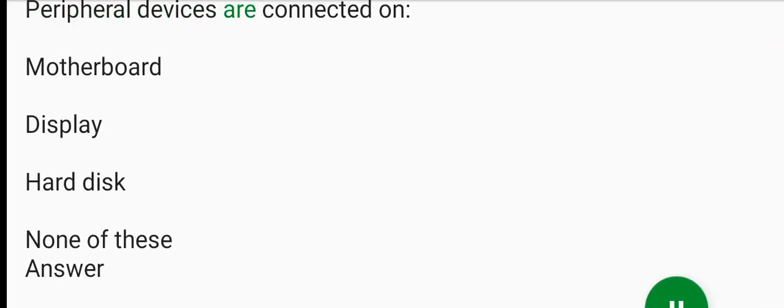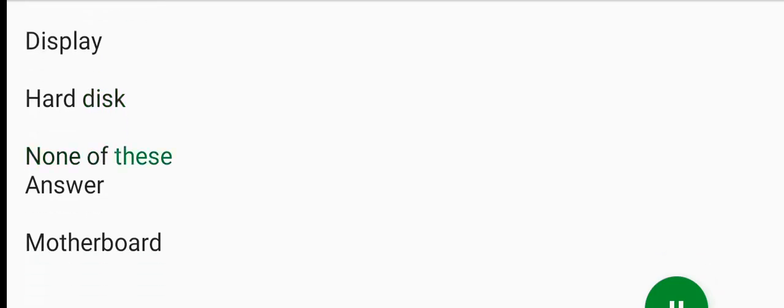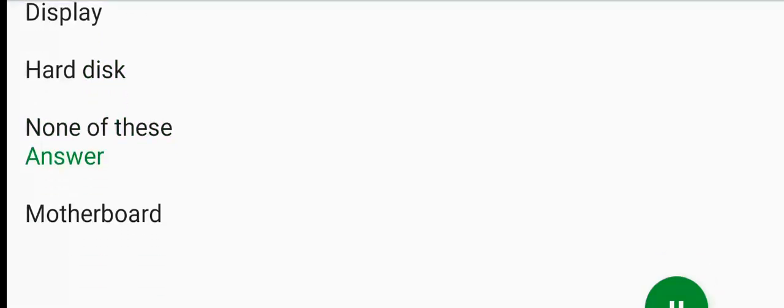Peripheral devices are connected on motherboard, display, hard disk. None of these. Answer: Motherboard.